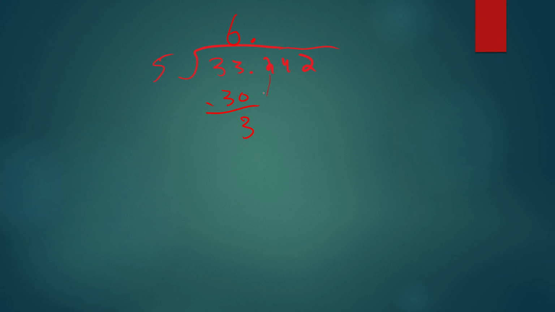All right, now we're going to bring down our 2. Okay, 5 goes into 32. We already know 6 times. Okay, 5 times 6 is 30. Yet again, we're going to get 2 left over, and now we're going to bring down our 4. 5 can go into 24. You would think 5 times, but that's 25. So we got to go 4 times. 5 times 4 is 20.